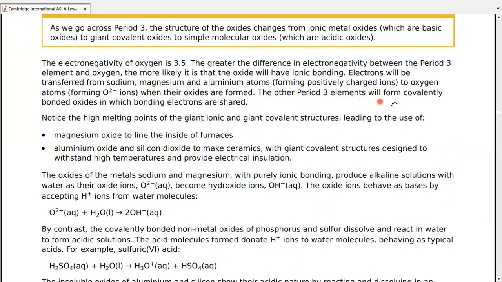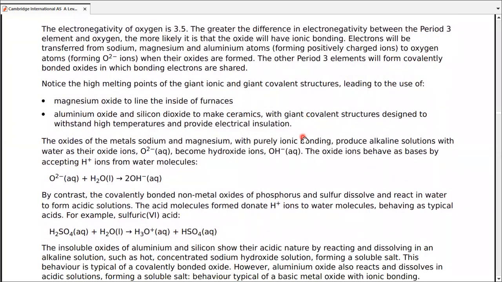However, the other period three elements will form covalently bonded oxides, in which bonding electrons are shared. Notice the high melting point of giant ionic and giant covalent structures, leading to the use of magnesium oxide in the lining inside of furnaces. I hope you remember this specific point from the industrial chemistry chapters, specifically for the blast furnace. We have discussed previously in IGCSE that the blast furnace inner lining is made up of magnesium oxide. That's because of its giant melting point, making it capable of withstanding very high temperatures.